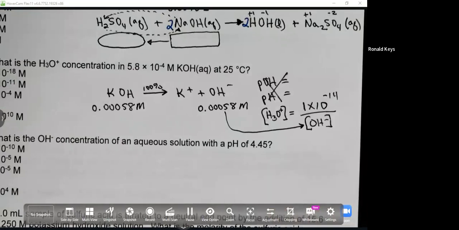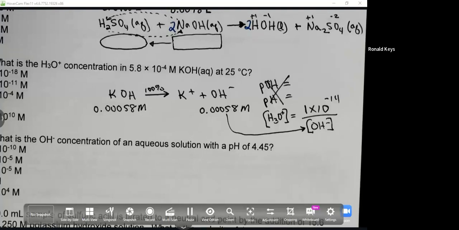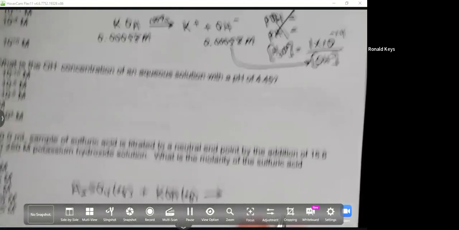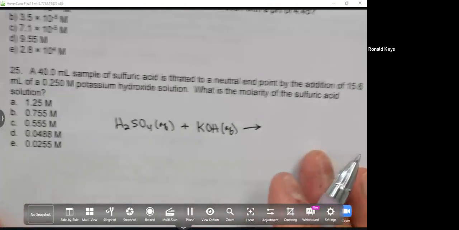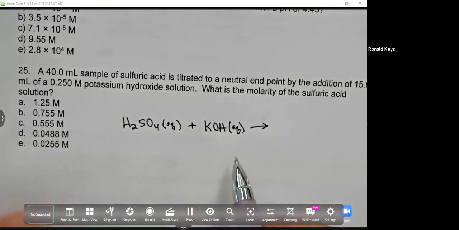All right, we'll lay out 25. 25 is similar. We've got sulfuric acid again, H2SO4, aqueous, plus KOH, potassium hydroxide. And this is going to be, oh, get this up. Lay out 25 here.